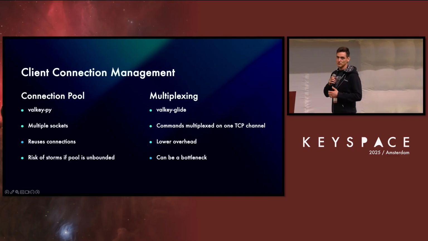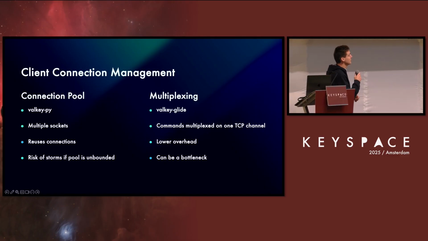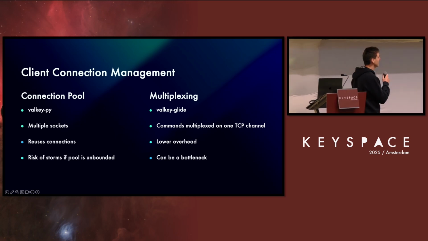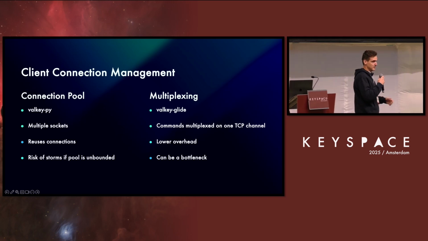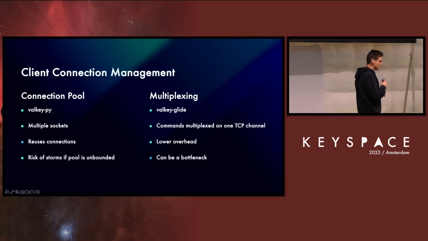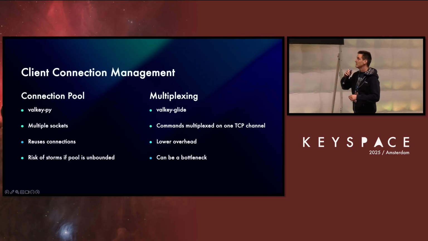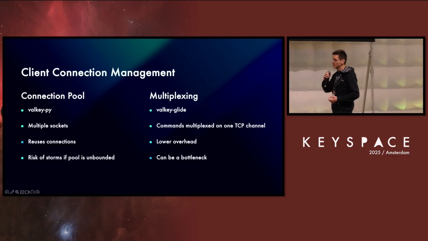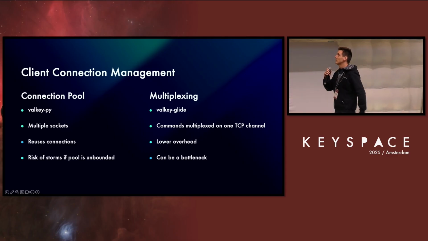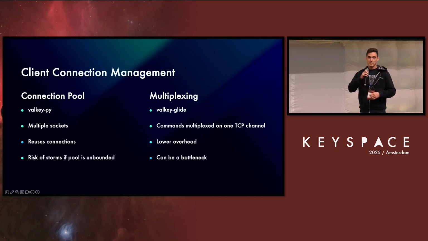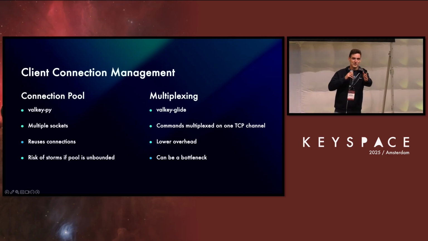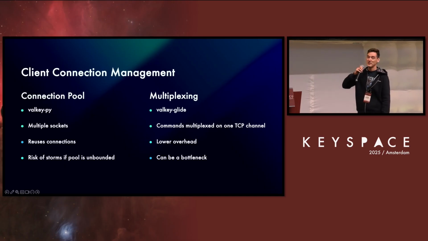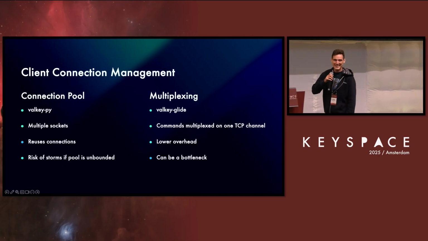So if you want to avoid connection storms, your client has to do two things right. The first one is connection management. We can say that there are two main approaches to connection management. The first one is connection pool. It's used in many clients, but the one example that I think of is Valkey-py. I think the contributor and maintainer of Valkey-py is here, and he would happily answer questions about it.